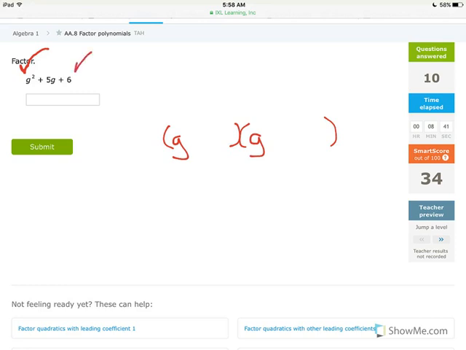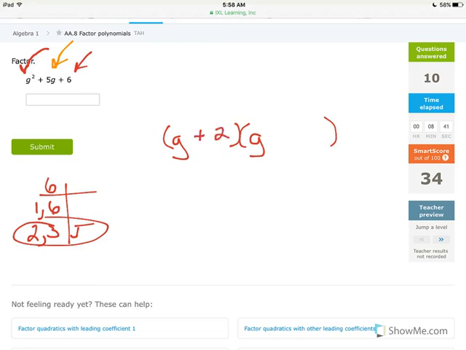To make the 6, we're going to have a few options. If we wanted to find factors of 6, we're going to need maybe a 1 times a 6 or a 2 times a 3. But remember, these need to also add up to be the middle value, the 5g. So which of these two pairs is going to add up to 5 at the same time? So that's going to be the 2 and the 3. So we'll need a plus 2 and a plus 3. And those should be your two factors.